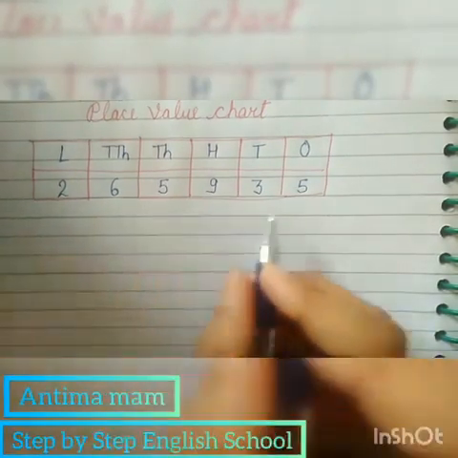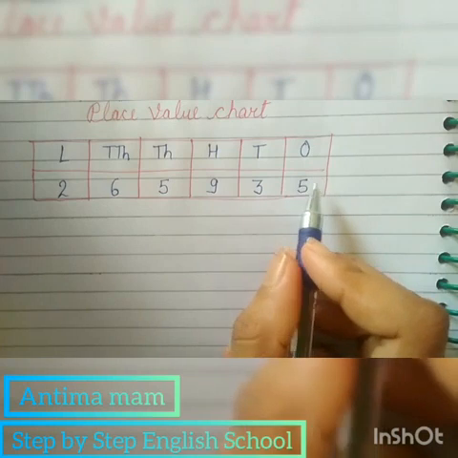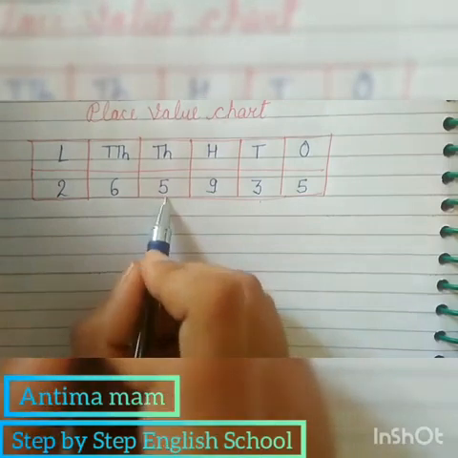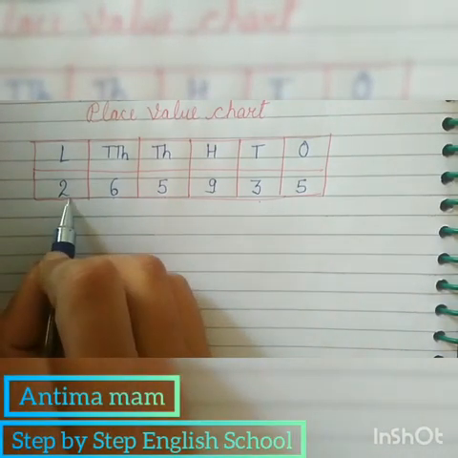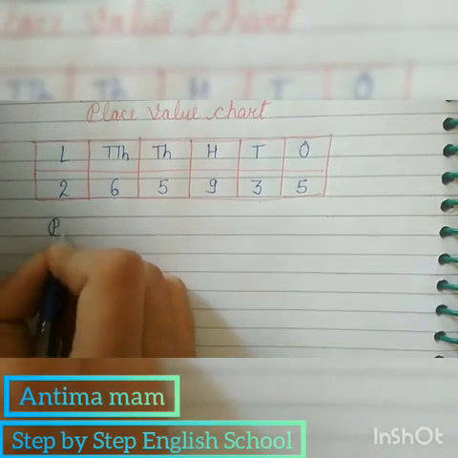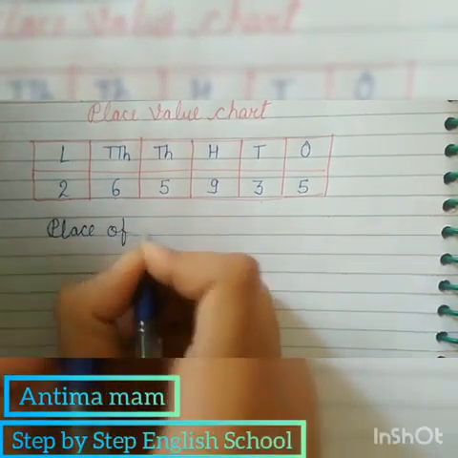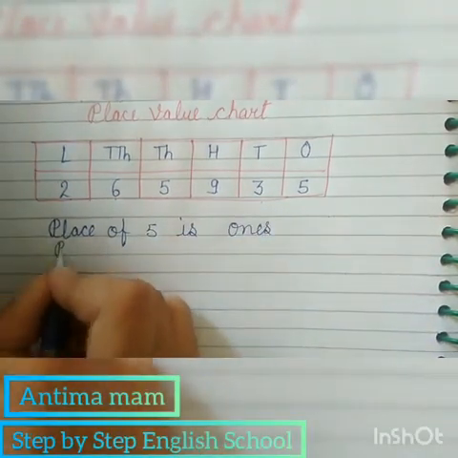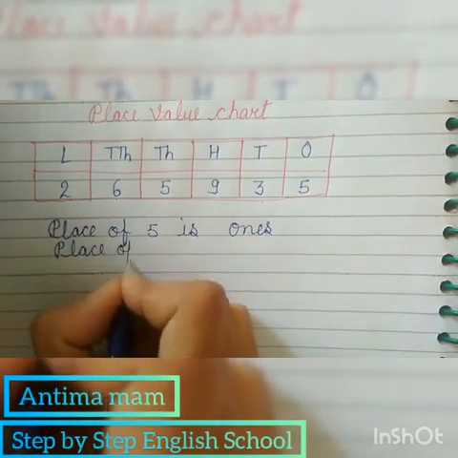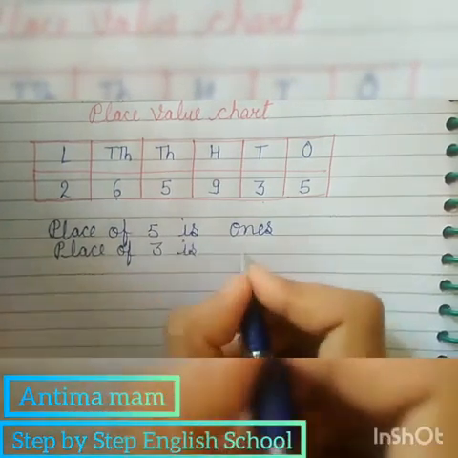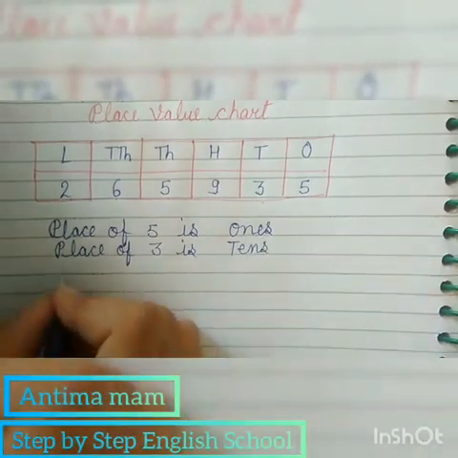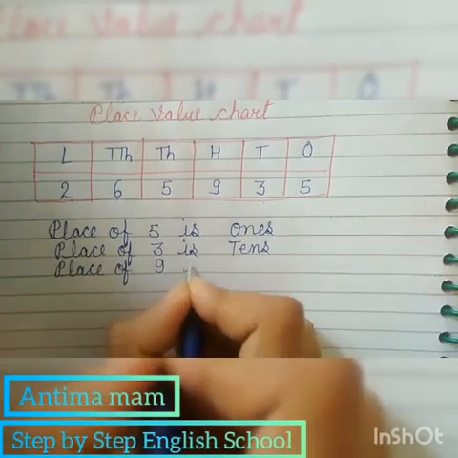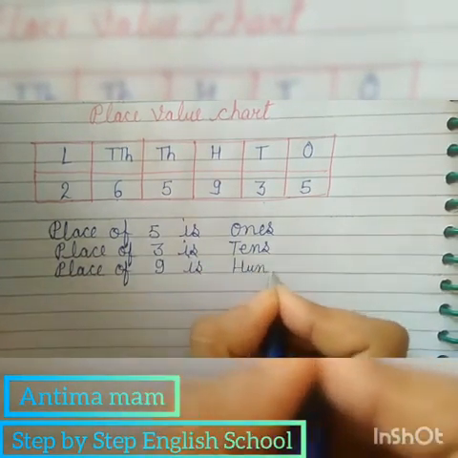Now we will find out the place of each number. Place of 5, place of 3, place of 9, place of 5, place of 6 and place of 2. Let's start. Place of 5 is ones. Place of 3 is tens. Place of 9 is 100.